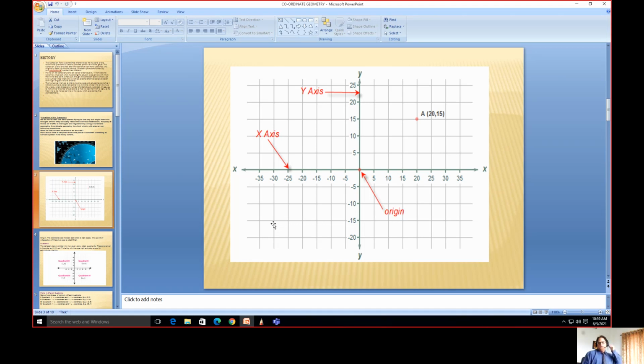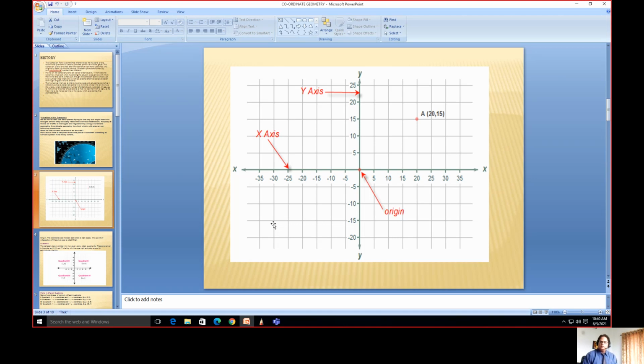Next point. You need to keep the distance between the points correct. Let's say 5, 10, 15. If you have taken 1 centimeter as 1 unit, then it should be 1 unit throughout the x-axis as well as the y-axis. Otherwise, you'll be getting wrong answers, because after plotting the points, you may get a figure.